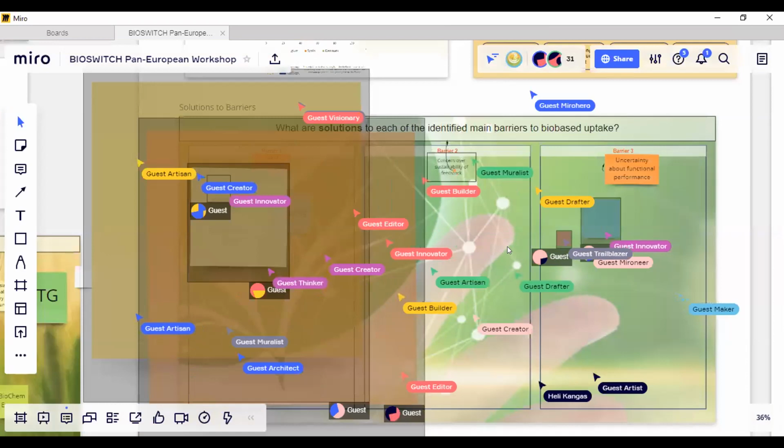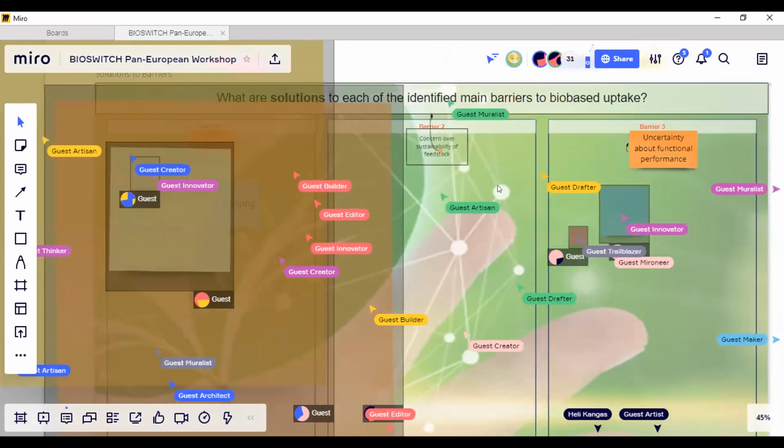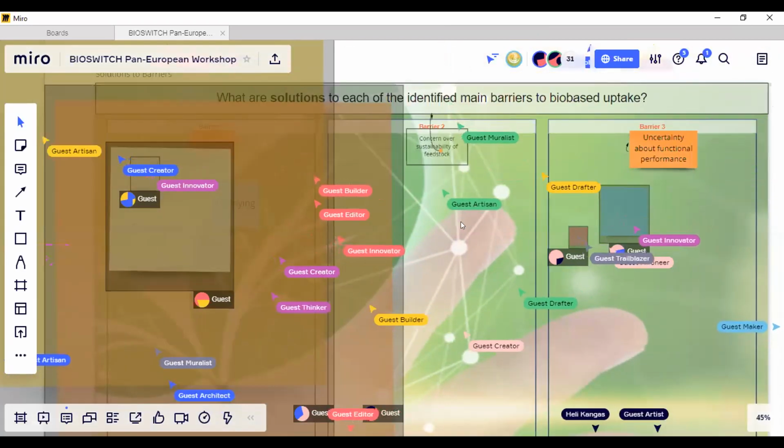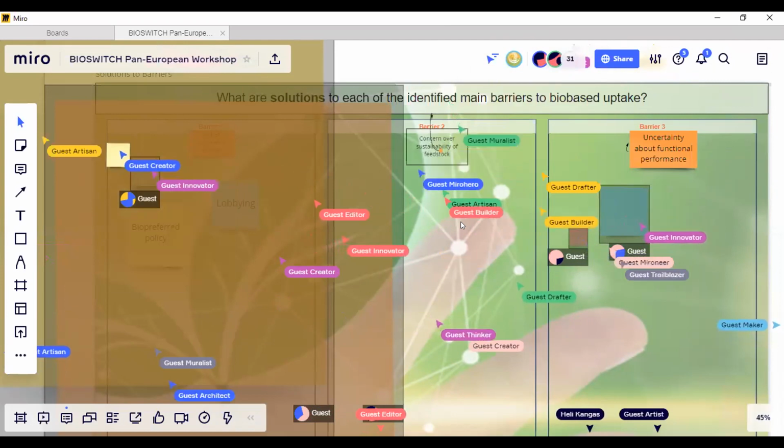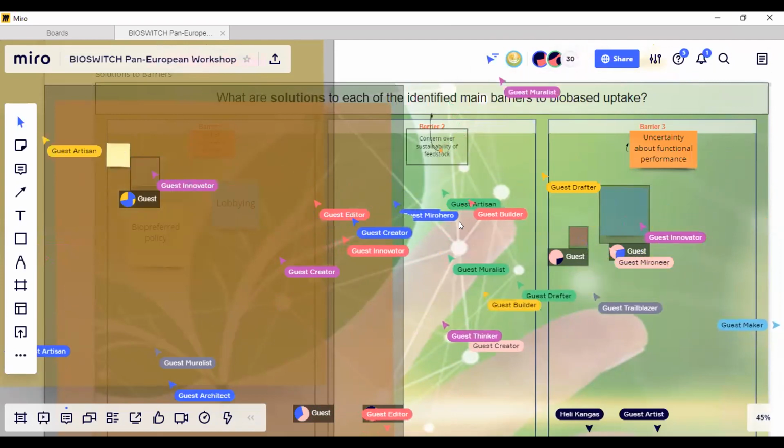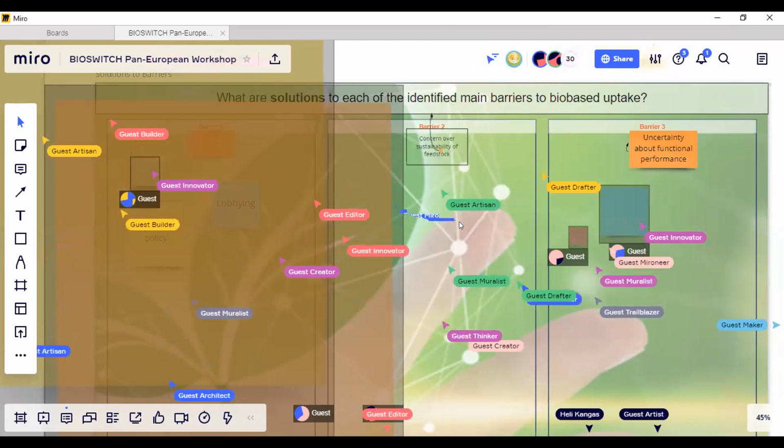If you hit N on your keyboard, you have a quick shortcut into making a new sticky note. So N works well if you have lots of ideas and want to quickly put them on the board.